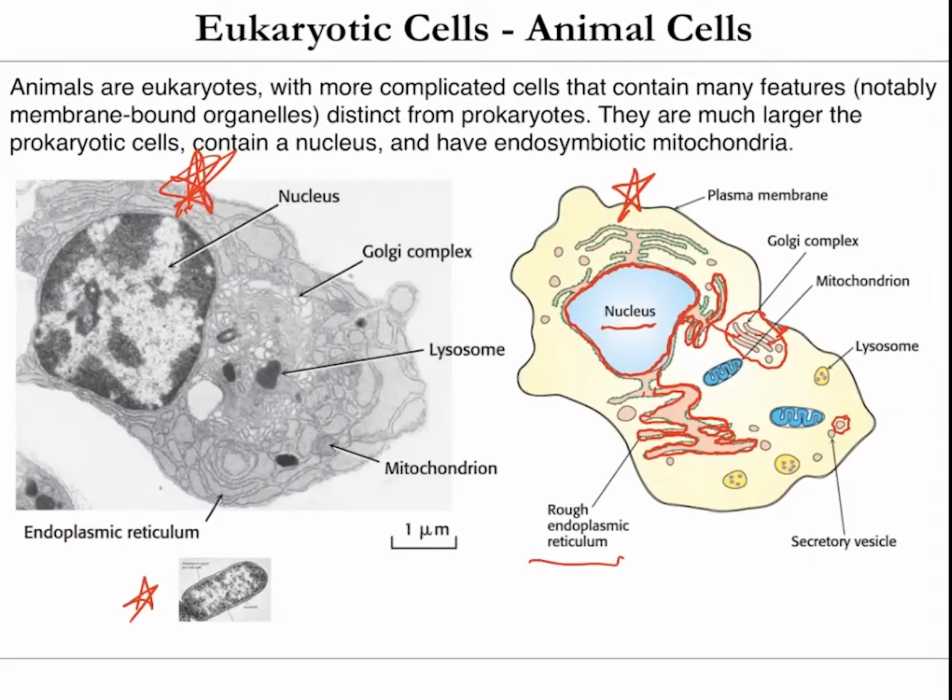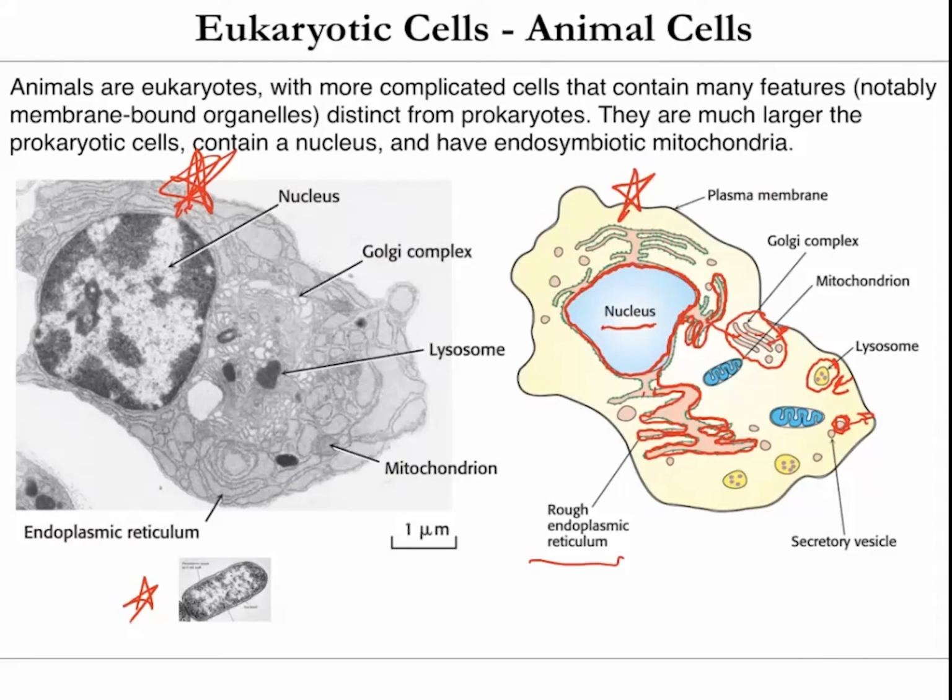To do that, eukaryotic cells use these secretory vesicles that can transport those materials out. Eukaryotic cells can also bring materials in through vesicles and then degrade them in these things called lysosomes.